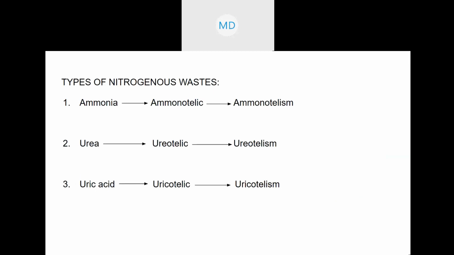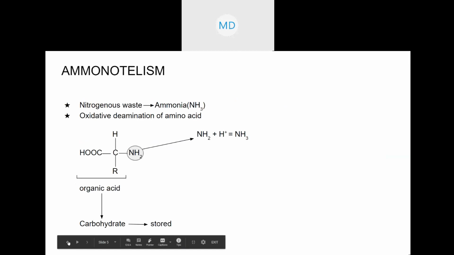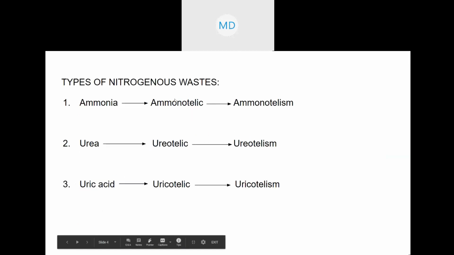Since there are various organisms, certain organisms excrete certain nitrogenous waste only. Not all organisms excrete ammonia, or not all organisms excrete urea. The organisms are grouped into different categories. For example, ammonotelic organisms, ureotelic organisms, and uricotelic organisms. Ammonotelic organisms excrete ammonia. Same way, ureotelic are organisms which excrete urea.